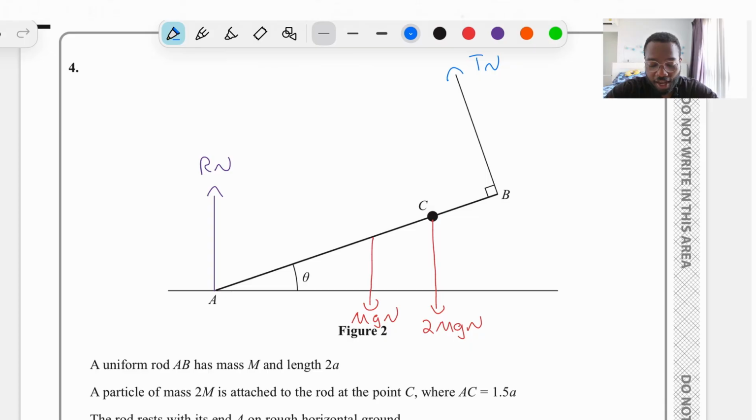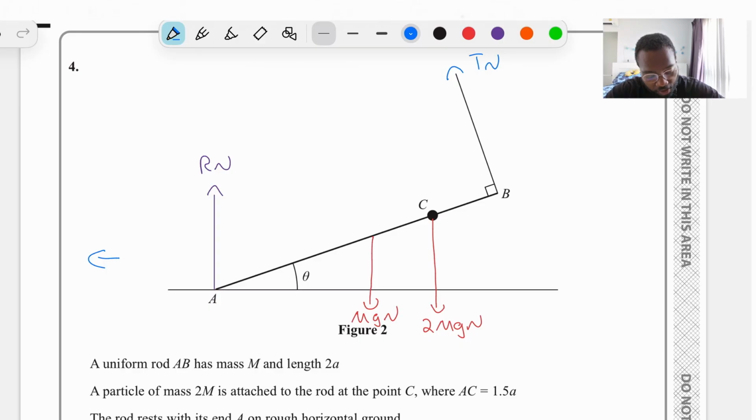And as for our friction, there's two ways it can go. We know there's going to be friction on the ground at A. So either the friction is going to go in this direction here, or it'll go in this direction. Now we need to figure out which direction the friction is going in. If you think about it, in this diagram we only really have one horizontal component of force, and that would be the T newtons.